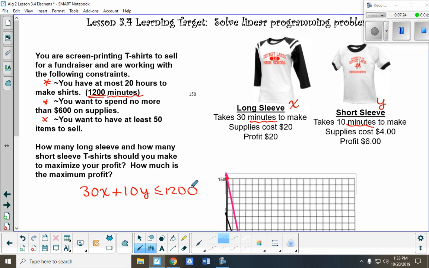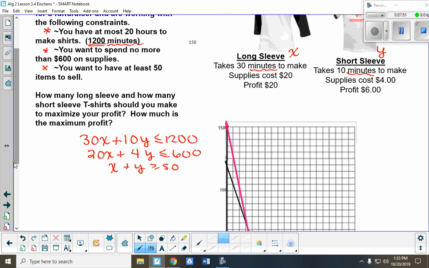Then next, you want to spend no more than $600 on supplies. Well, the long sleeve shirts cost $20. The short sleeve shirts cost $10, and that is going to be less than or equal to 600. And lastly, it says you want to have at least 50 items to sell. So the number of long sleeve shirts plus the number of short sleeve shirts has to be greater than or equal to 50. And of course, we're not going to make a negative number of shirts. So X is greater than or equal to 0, Y is greater than or equal to 0.